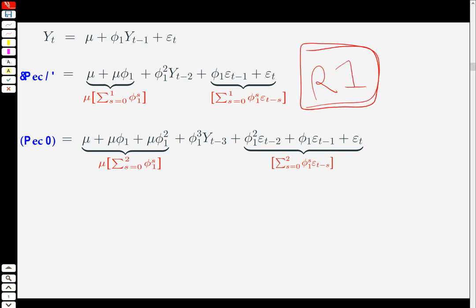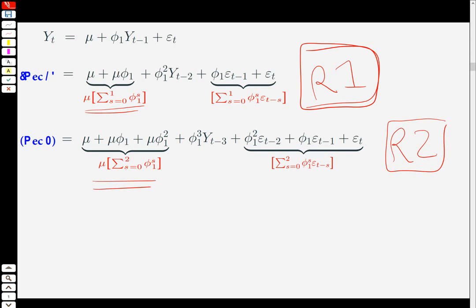Okay, so all I've done in the red part underneath is just to write both of these expressions in a summation form. So for example here, when we expand this out, we'll get mu plus mu phi 1. When we expand this out, we'll get the above here. So you'll start to see a pattern that emerges.